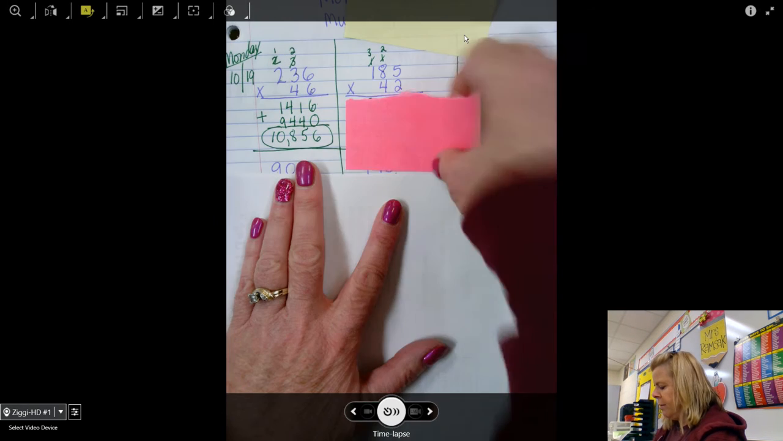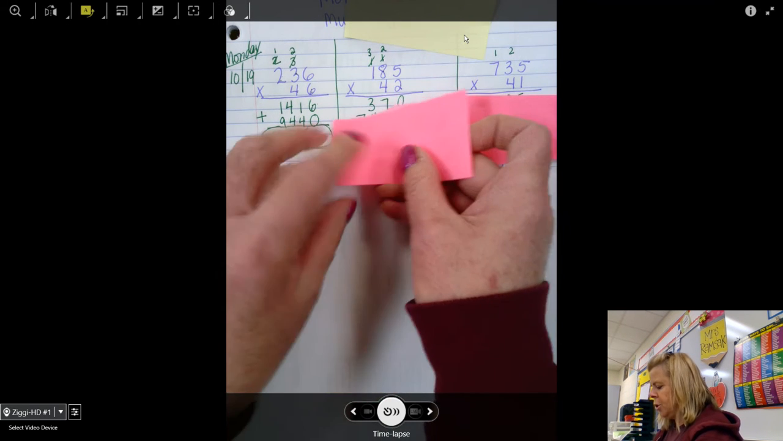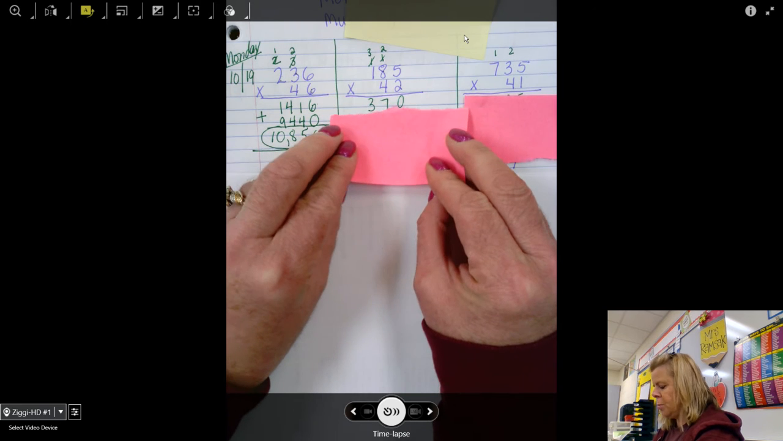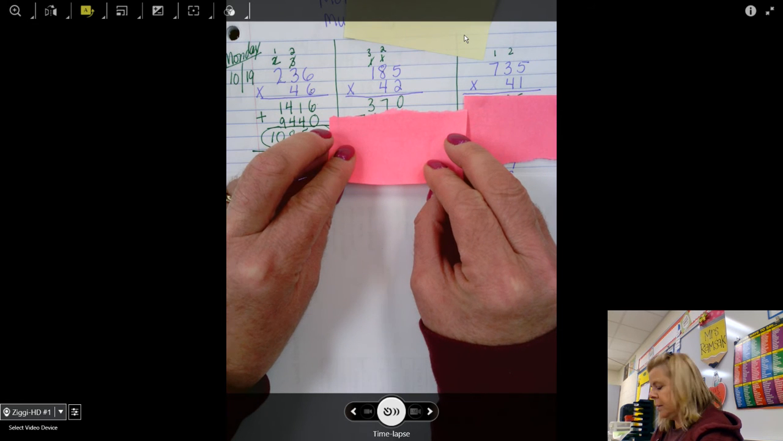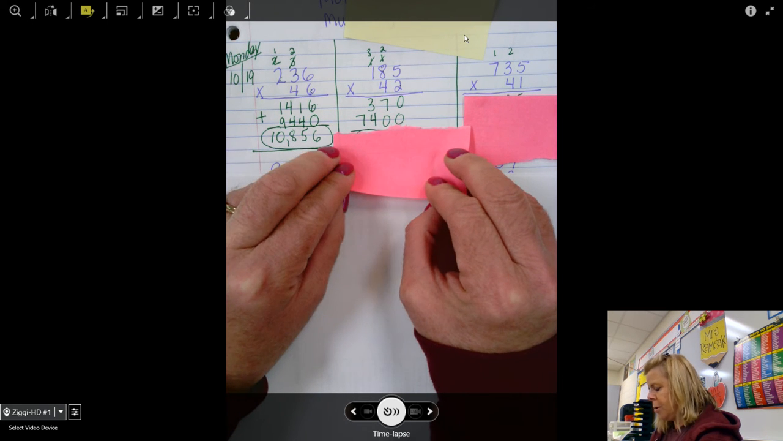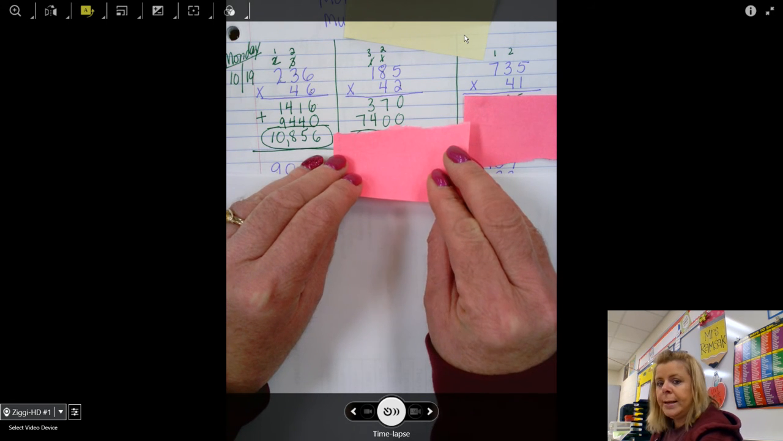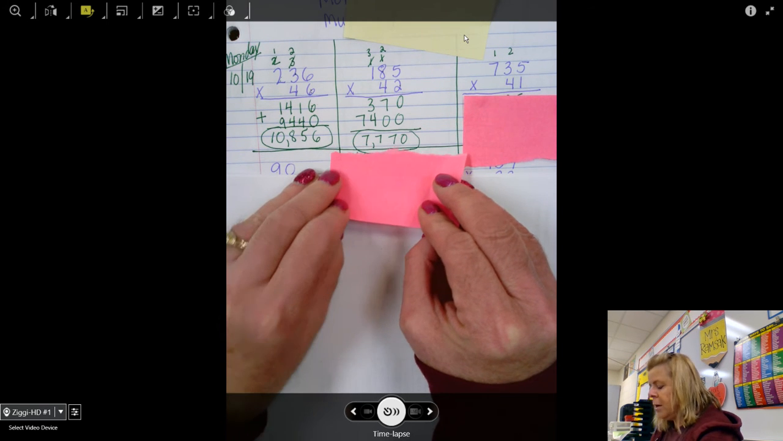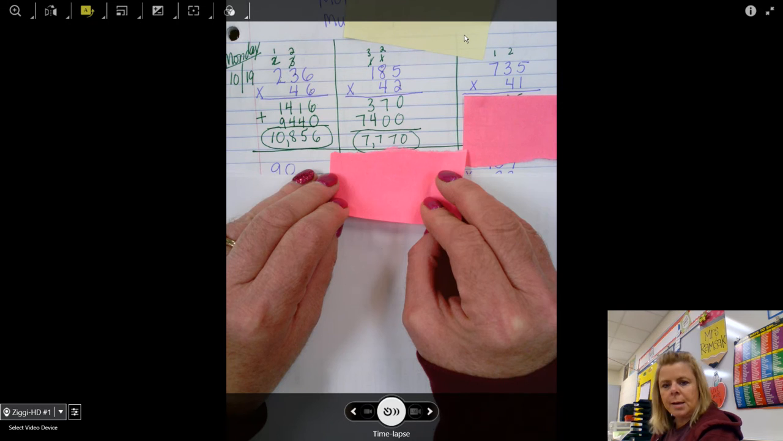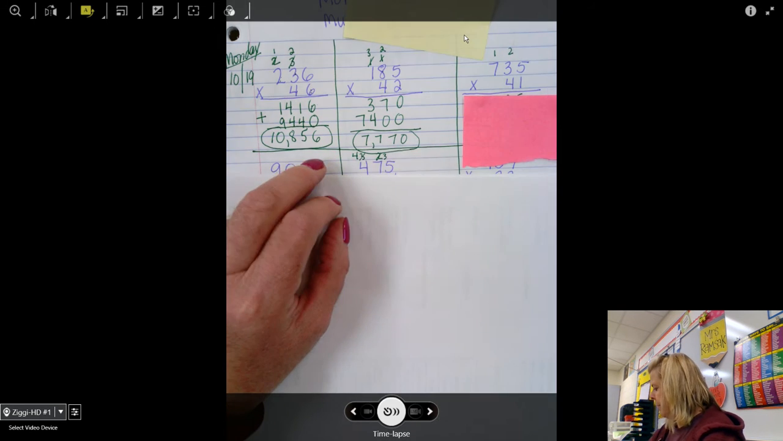Okay, so we have 852 times 42. The first partial product is 370. The second partial product is 7,400, with the final answer being 7,770. I'll leave that one off.